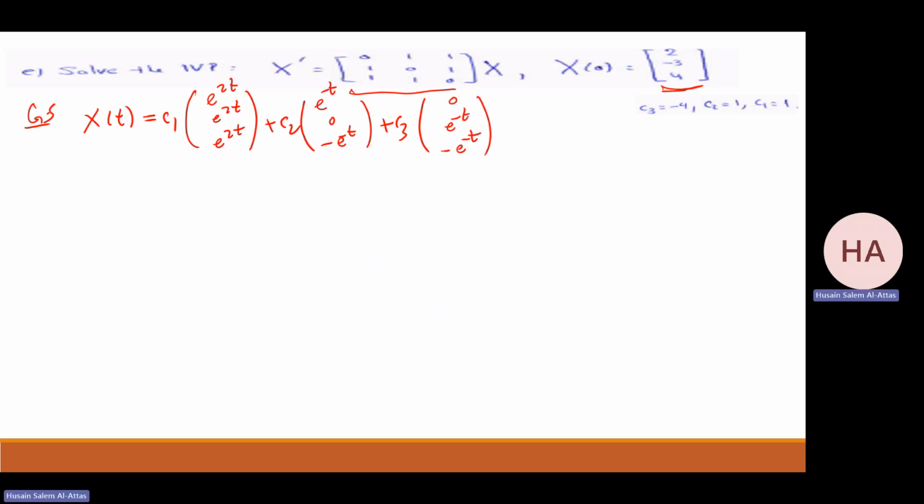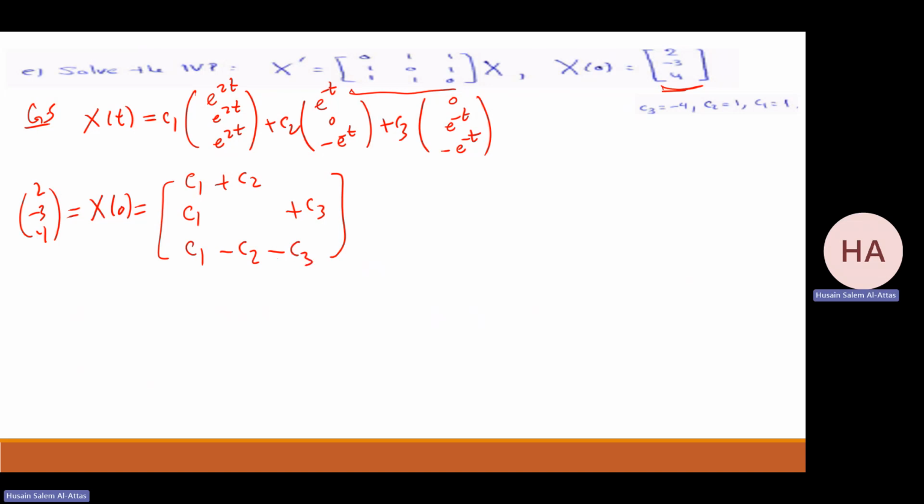Okay, now I have the conditions. So I have 2, minus 3, 4 equal x at 0. What will be x at 0? Just substitute this. So I have C1. This is e to the power 0 is 1 plus C2. And the second row, C1, this is 0 plus C3. The last one, C1 minus C2 minus C3.